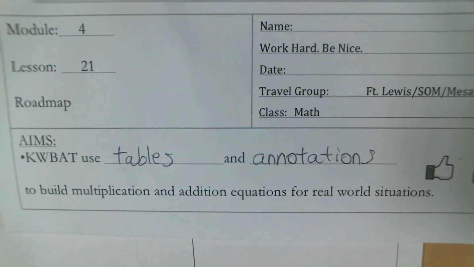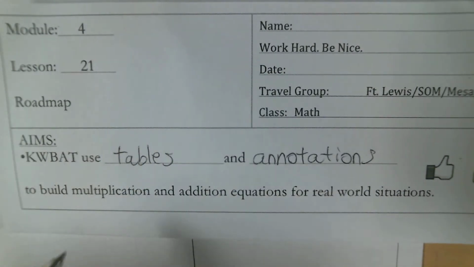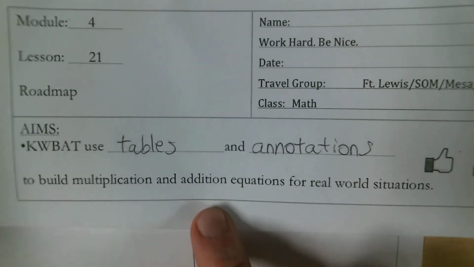Lesson 21 from Module 4. We're going to once again be utilizing our tables and our annotations to write some multiplication and addition equations. So this time our equations are going to be much more complex.